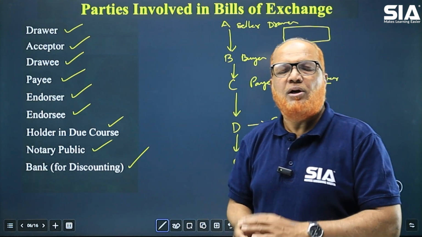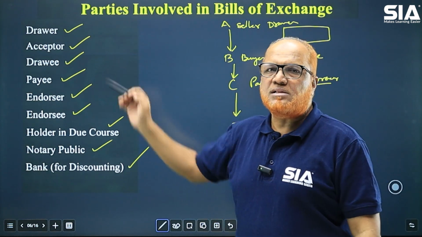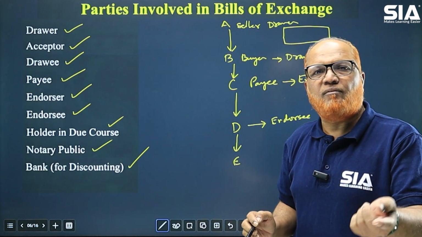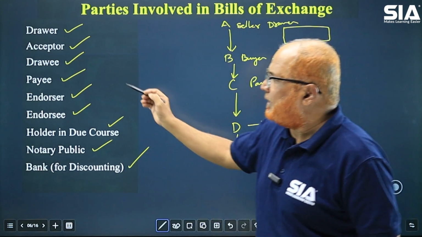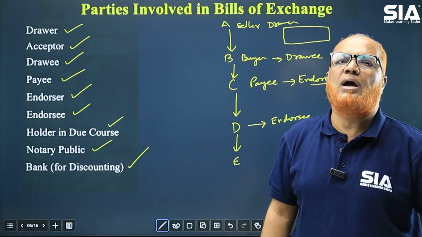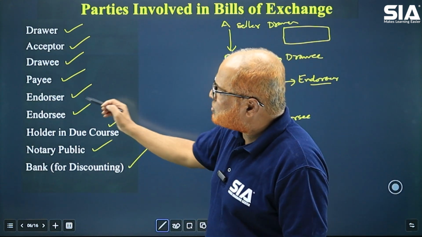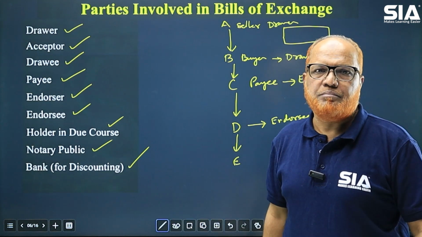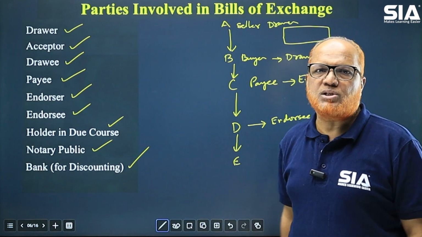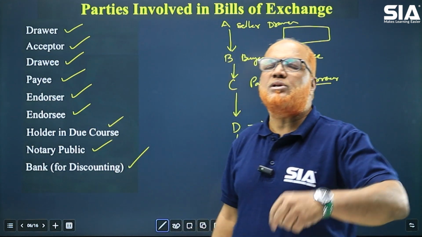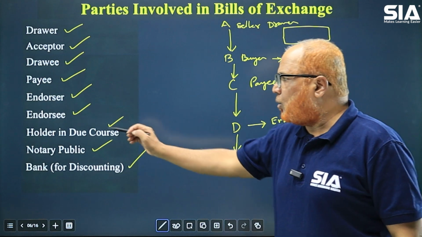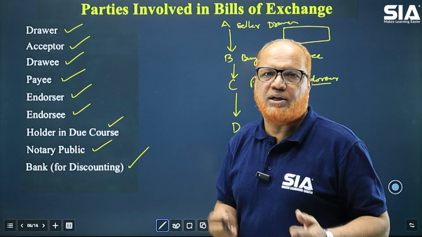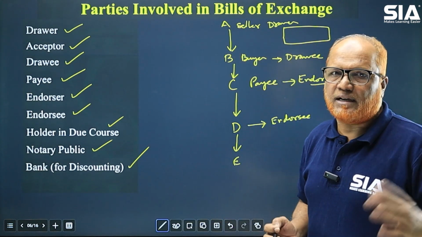So what I have explained in this topic of parties of the bill: drawer, the person who draws the bill; acceptor, the person who accepts the bill; drawee, the acceptor will become drawee on accepting the bill; then payee, the person to whom the amount has to be paid. Next one, endorser, is the transferer. Because bill is negotiable, it is transferable. The person who transfers is called transferer, endorser. Endorsee, the person to whom the bill is endorsed. Holder in due course, a person who has taken the bill in good faith for value and without any knowledge of defect in the title of the transferor.